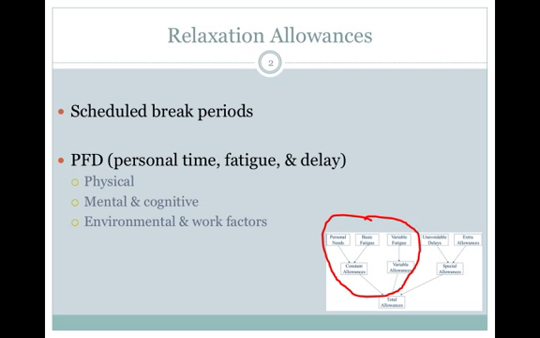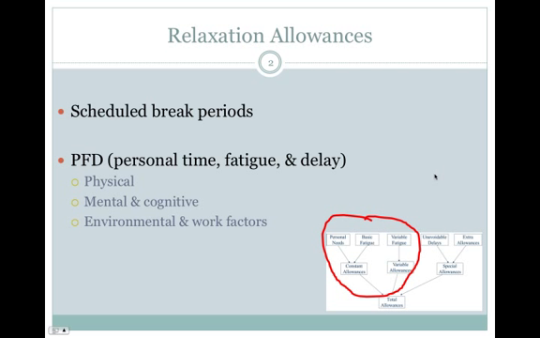Okay, there are four main categories of allowances. The first and most common being relaxation allowances. And this takes into account things like scheduled break periods, which over here on the bottom right of the screen would probably fall under personal needs. Just about any job I've ever heard of includes scheduled break periods at some point or another. So that would get factored into allowances.